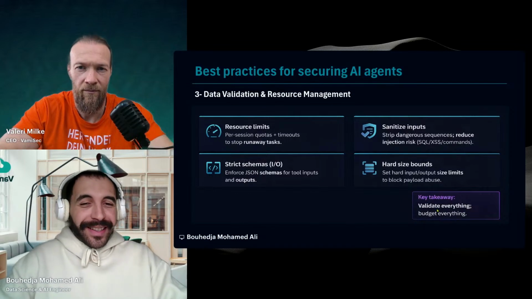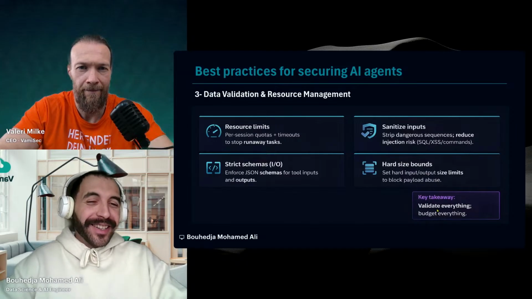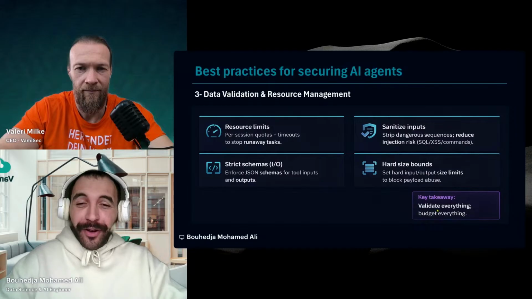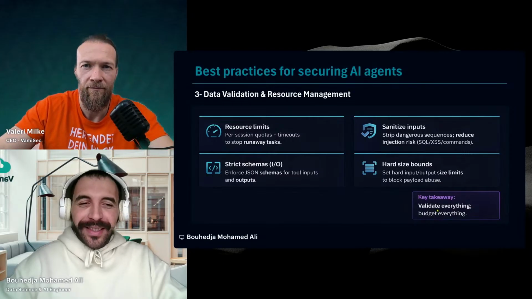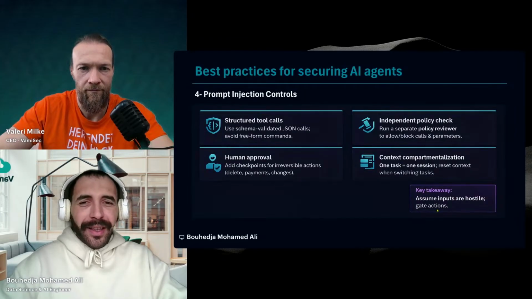Third, we must enforce a strict schema, like you said, for inputs and outputs, JSON schema for tool I/O, ensuring the system only accepts structured, expected data. Fourth, we set hard size bounds, limiting the size of inputs and outputs to prevent payload abuse or system overload, like DDoS.